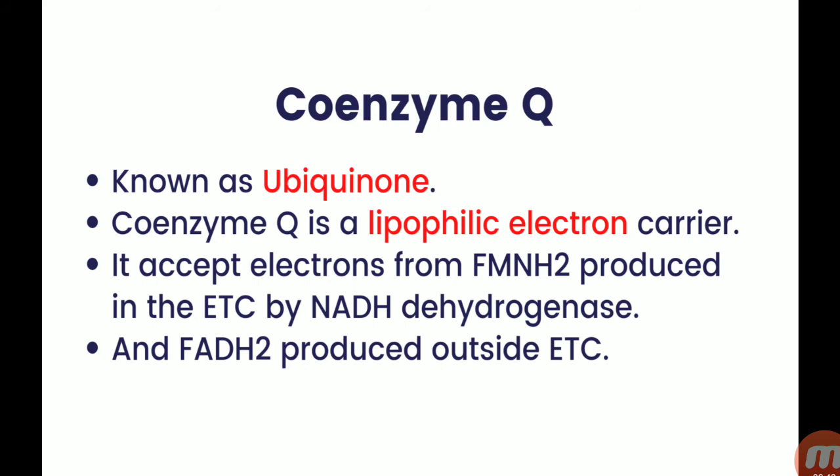Now the fourth one is coenzyme Q. Coenzyme Q is also known as ubiquinone. Coenzyme Q is a lipophilic electron carrier. It can accept electrons from FMNH2 produced in the ETC by NADH dehydrogenase, or from FADH2 produced outside the ETC. Coenzyme Q is not found in mycobacteria.